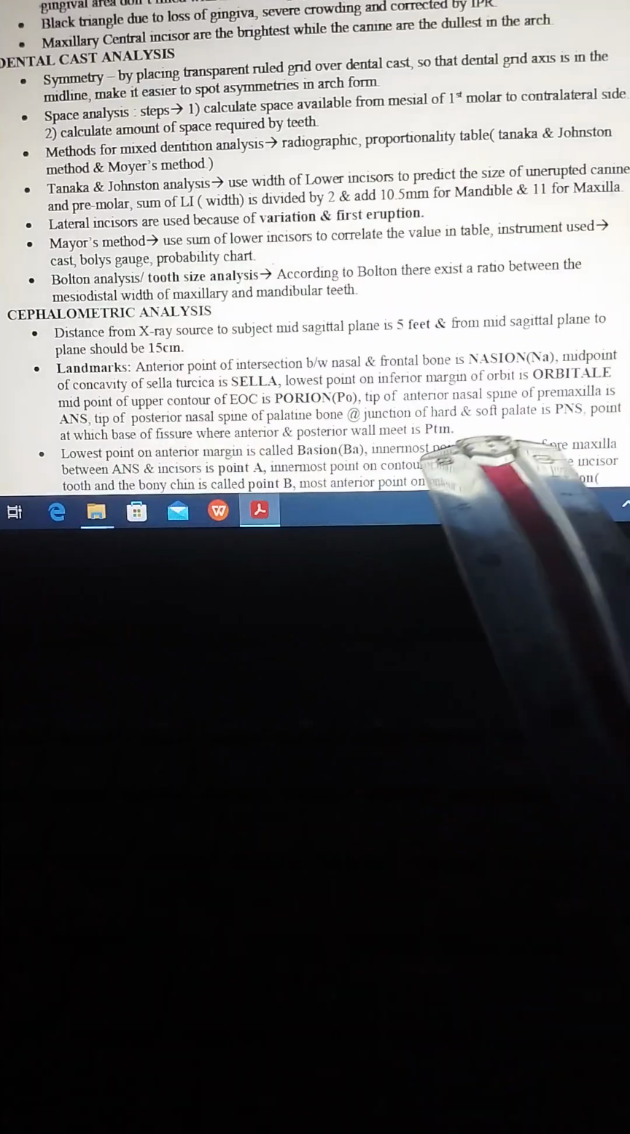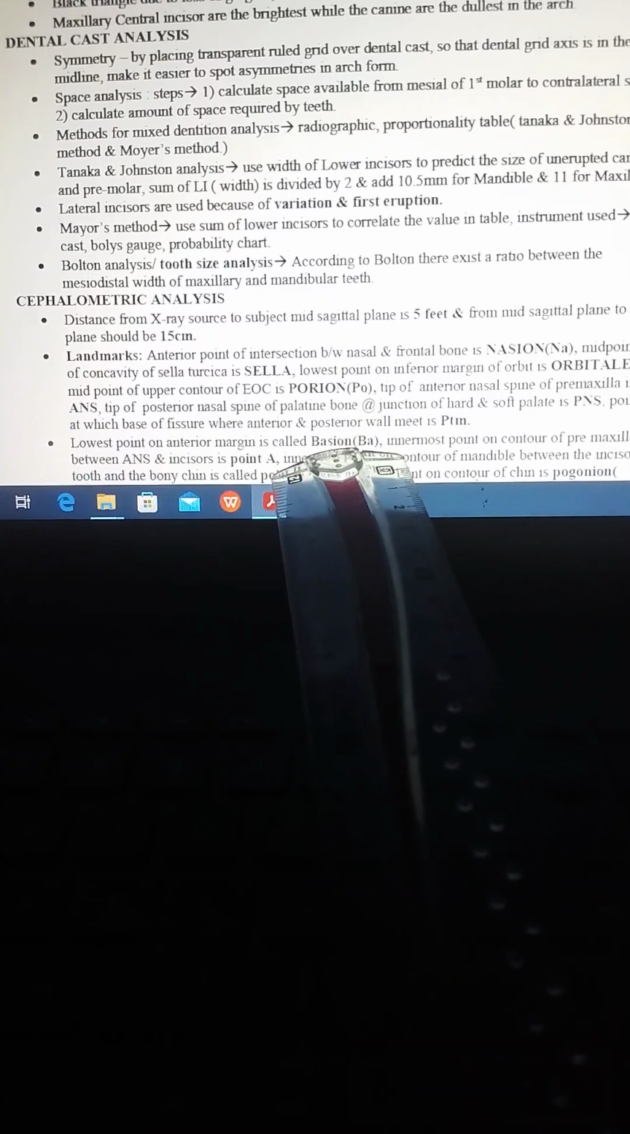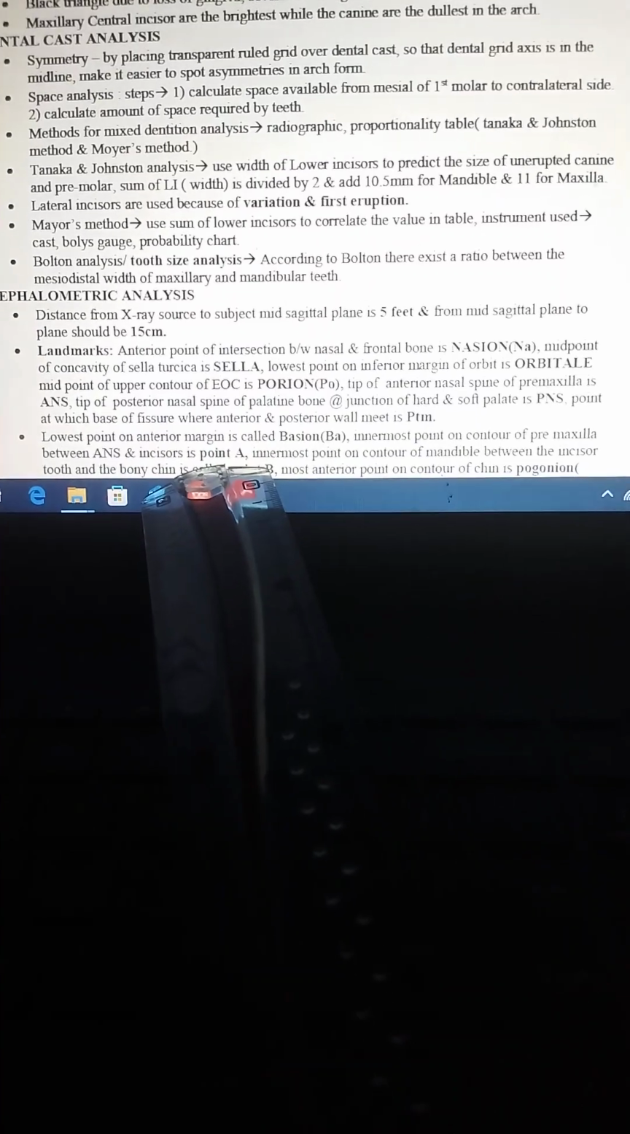The lowest point on the anterior margin of the foramen magnum is called basion. I will check the diagram with it too when I see this video. The innermost point on the contour of the premaxilla between the anterior nasal spine and the incisor is point A. The innermost point on the contour of the mandible between the incisor tooth and the bony chin is called point B.